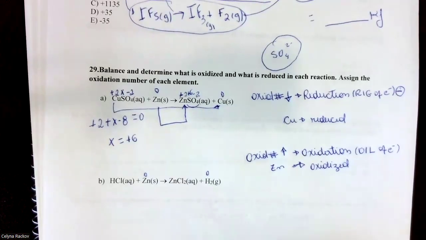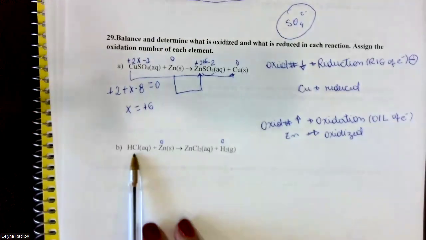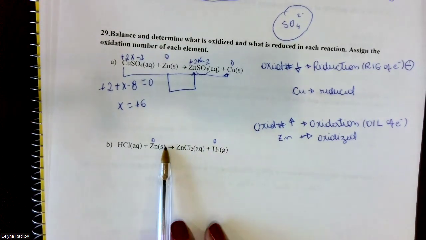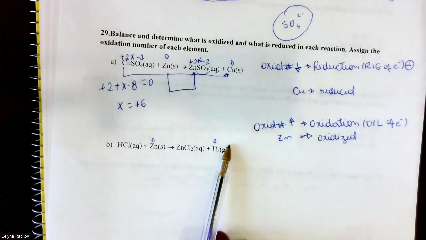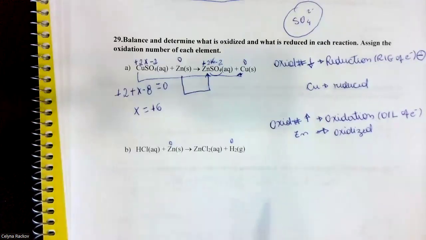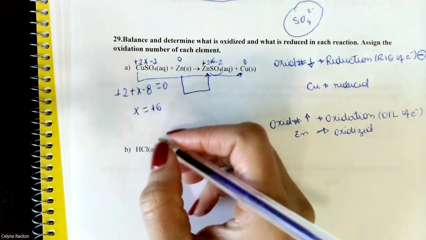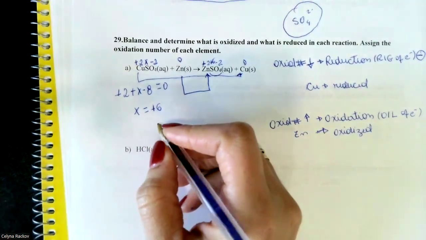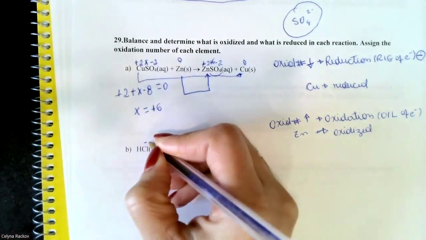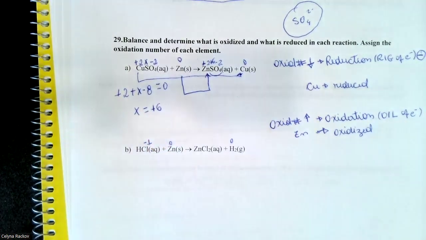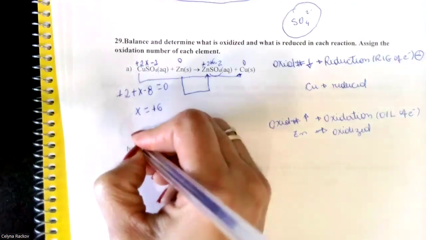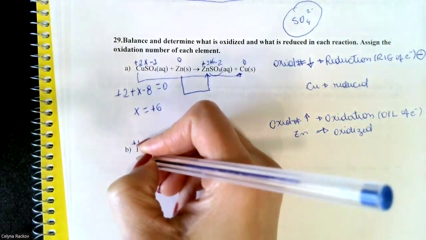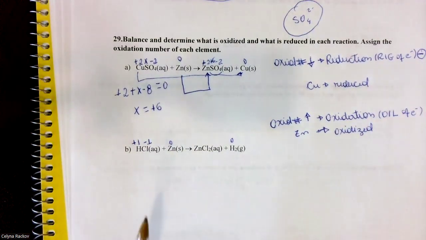The same thing here, little b. Hydrochloric acid reacts with zinc metal and will make zinc chloride and hydrogen gas. So the chlorine is a halogen, right? 7A, group 17. So its oxidation number will usually be -1. And the hydrogen is usually +1. I talked here about the oxidation number rules, right? Okay.